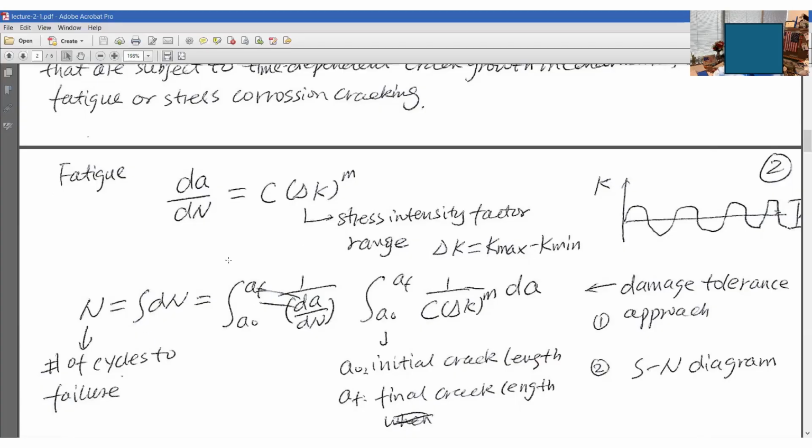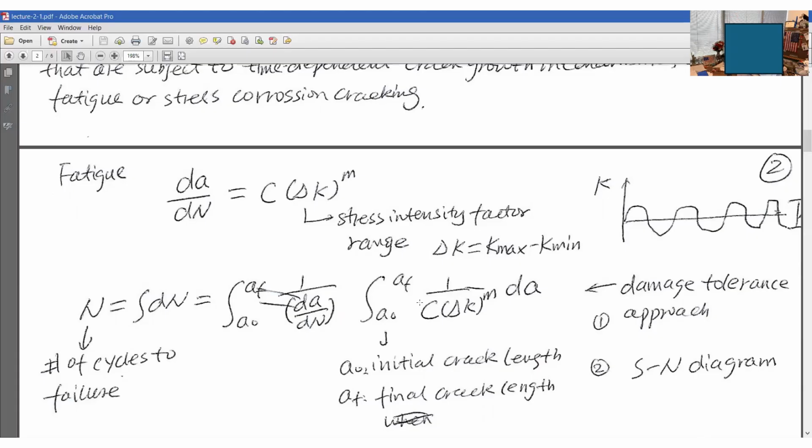So this approach, we call the damage tolerance approach. Damage tolerance approach means that I found a crack, and I know the initial crack. I know when it will finally fracture and fail, and then I can calculate the number of cycles that I can still use my component, and save money. Right? So this is called the damage tolerance approach.